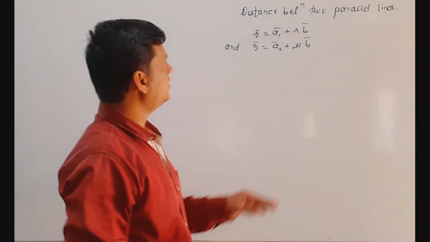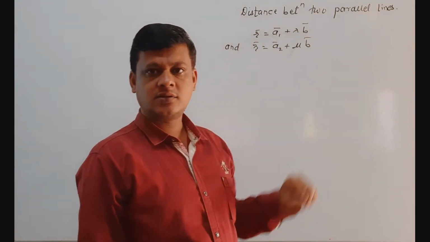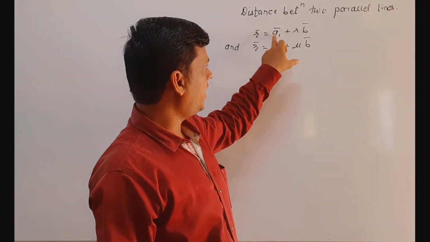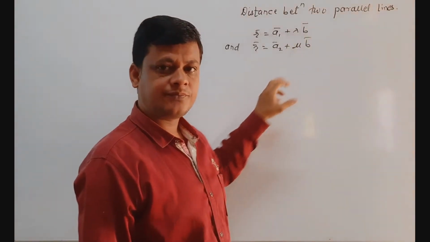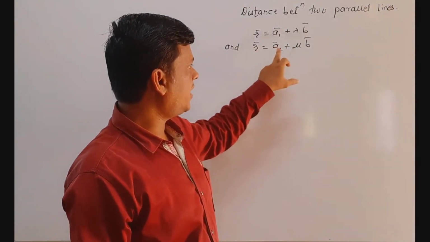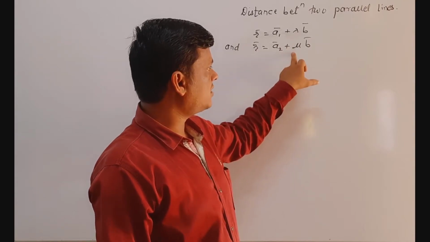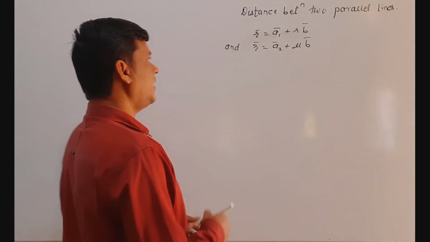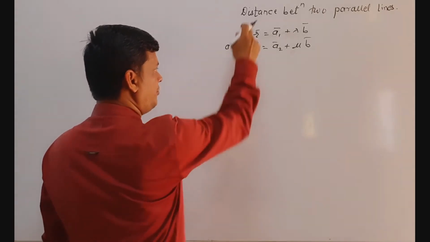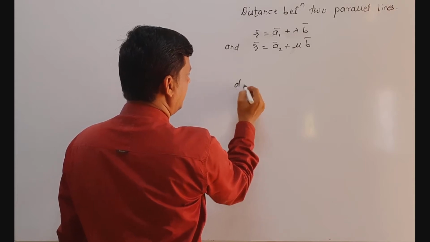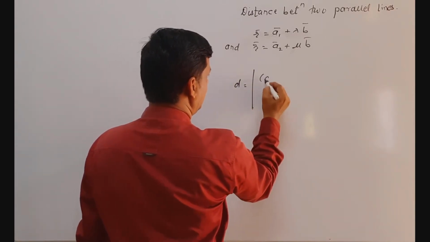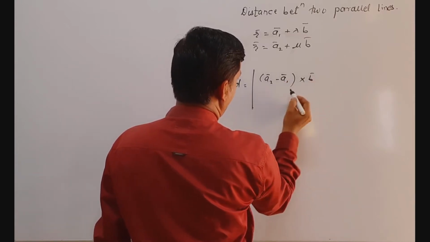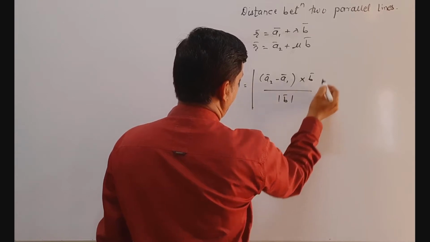Now next topic is distance between two parallel lines. Suppose that two lines are r bar equals a1 vector plus lambda into vector b, and second r bar equals vector a2 plus mu into vector b. Now these are two parallel lines. Then distance between these two parallel lines is given by d is equal to mod of vector a2 minus vector a1 cross vector b upon magnitude of vector b.